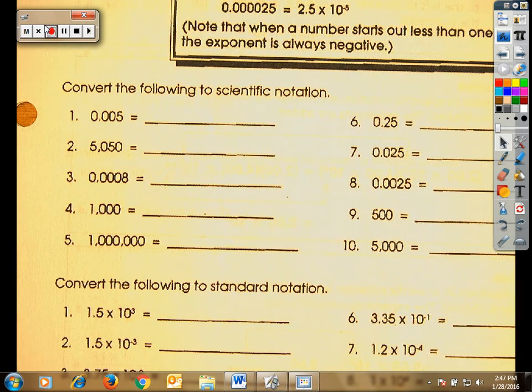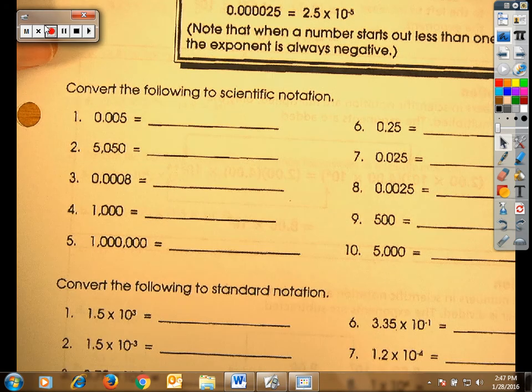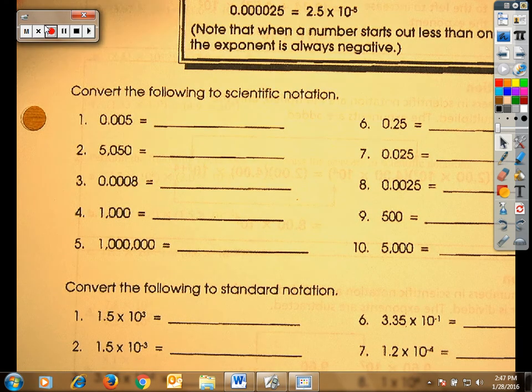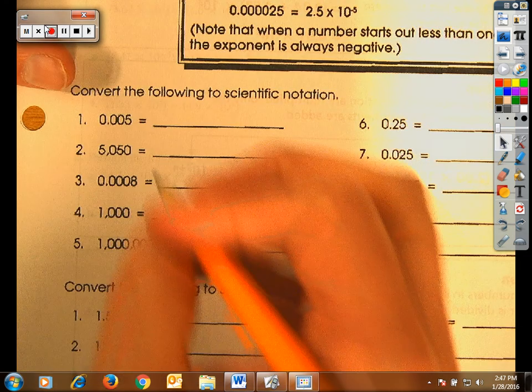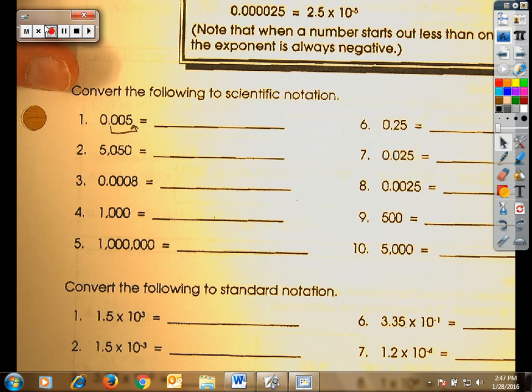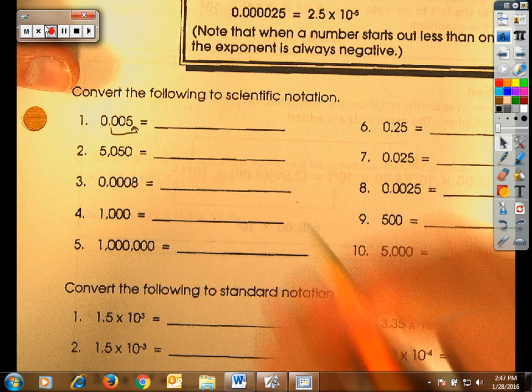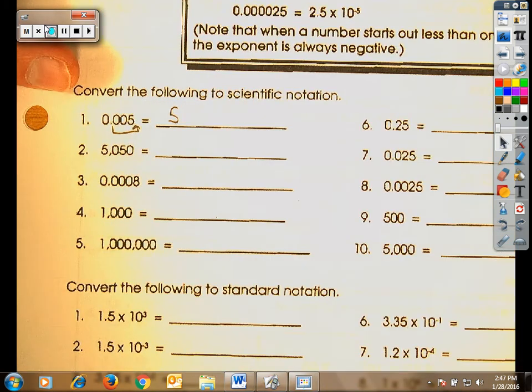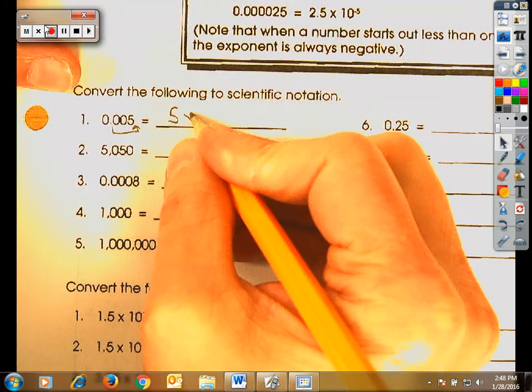Let's take a look at some of the work we did with scientific notation today. Make sure everybody knows how to do it. First of all, if you're putting numbers into scientific notation, you're going to move the decimal point so that there's one number in front of it. So 0.005 changes to 5. It'll be times 10 to some number.